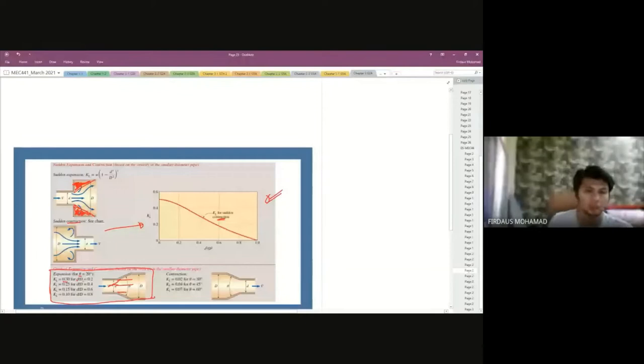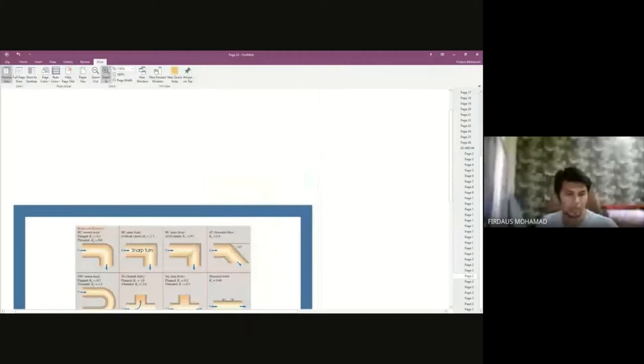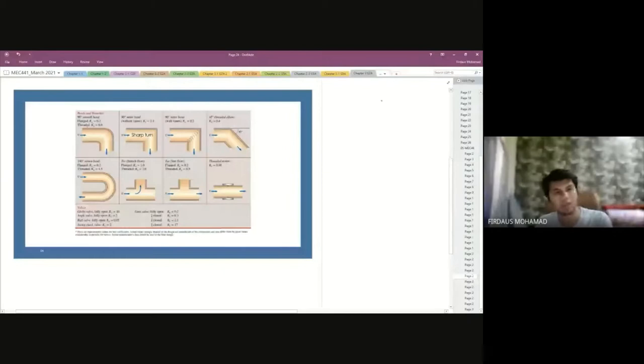Next, this is for bends and branches. Same here, you have KL for flanged and threaded. Flanged means that they have a flange type of connection, and threaded means that the pipe itself has the threaded connection. KL 0.3, KL 0.9, KL 1.1 for 90 degree, and for the 180 degree return bend, KL 0.2, 1.5.